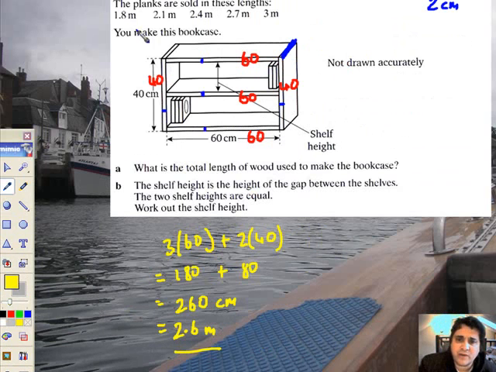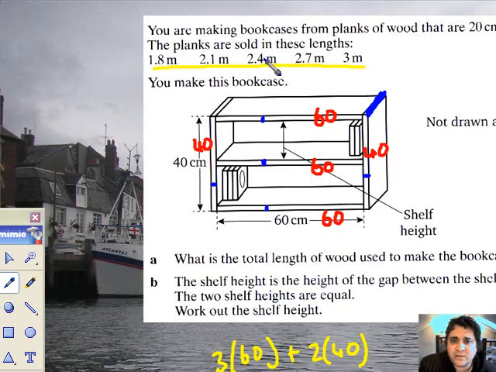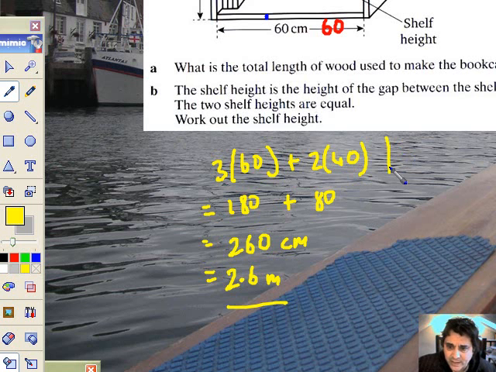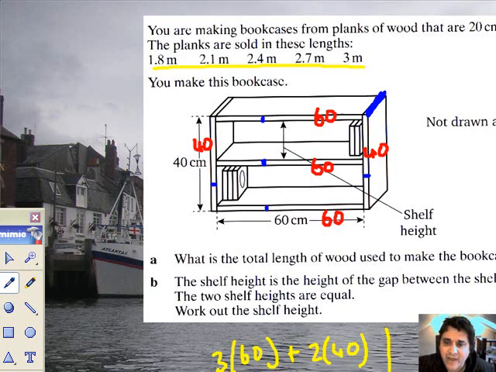I'm not sure of the relevance of all this stuff up here. These are quite realistic. Planks are sold as follows. What is the total length of wood used? Well, 60, 60, 60, 40, 40, 260. Very, very easy. Now, B is quite nice. I like the way it goes. It says the shelf height is the height of the gap between the two shelves. And look, we have an arrow there showing us the shelf height, and there it is there, shelf height there in black and white. Well, black and white and yellow now. The two shelf heights are equal. Work out the shelf height?